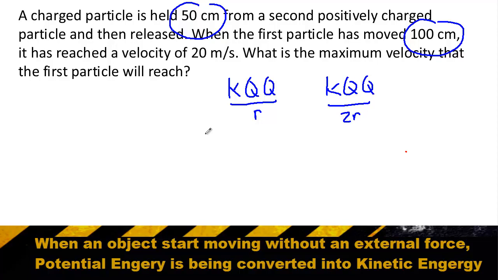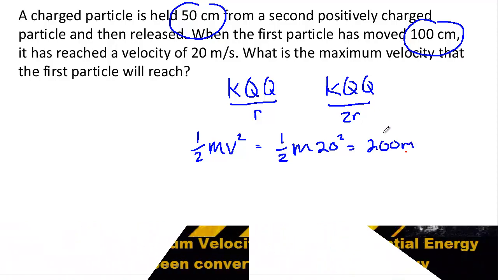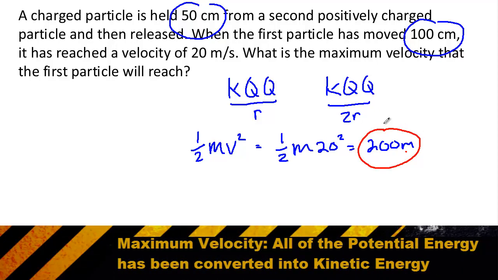Where did that potential energy go? Well, it went to kinetic energy, which is 1/2 times the mass of the particle times its velocity squared, which in this case is 1/2 times the mass times 20 meters per second squared, or 200 times the mass. We know this 200 m of kinetic energy is equal to half of the potential energy. That means the total initial potential energy in the system must have been equal to 400 times the mass.